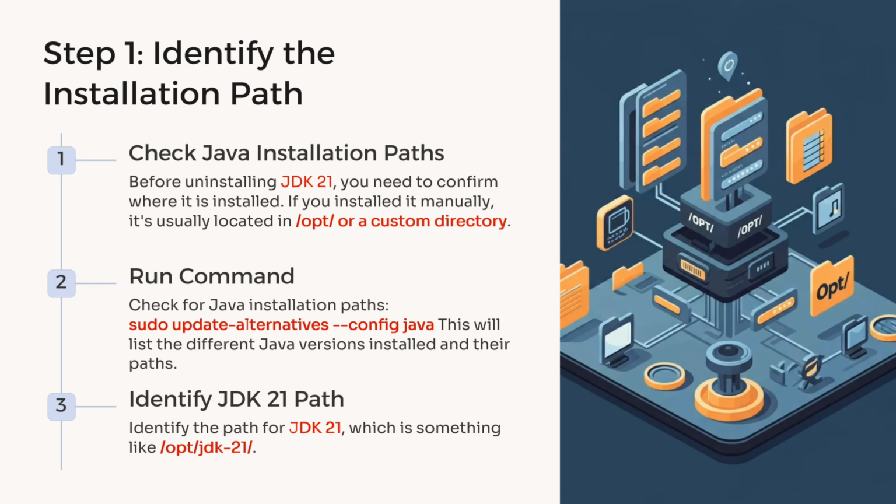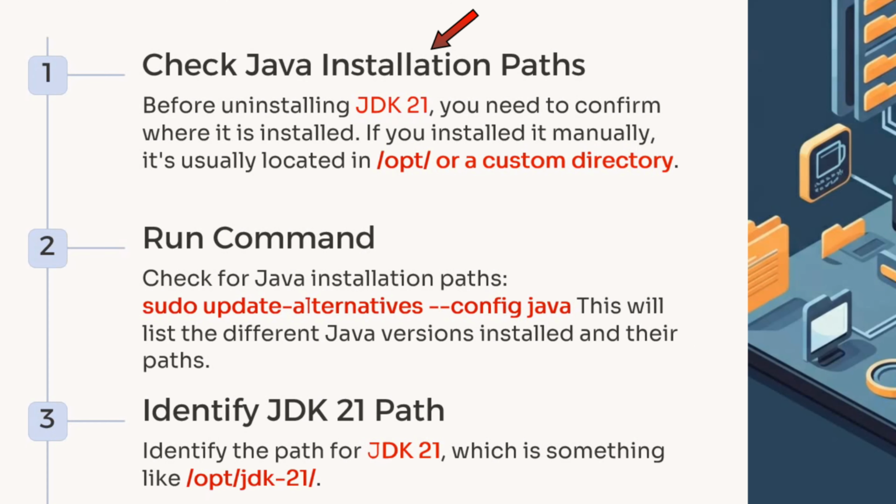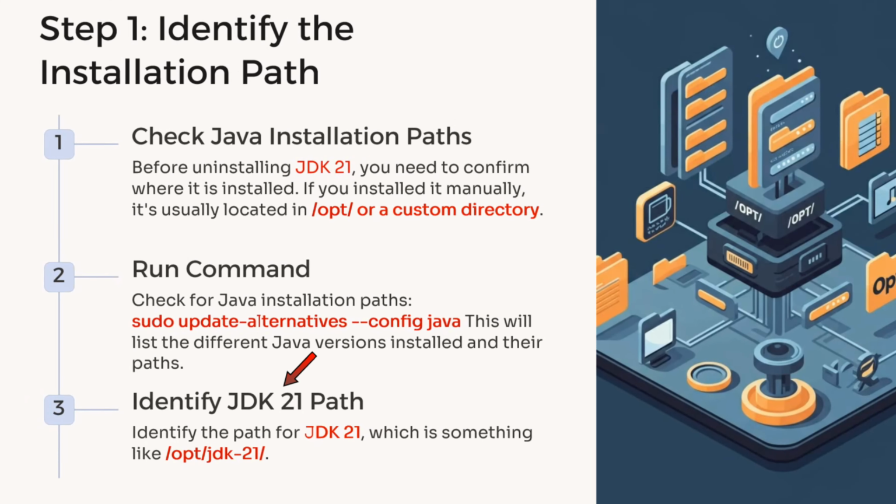Step 1 is identify the installation path. First, we have to check the Java installation path. Before uninstalling JDK 21, you need to confirm where JDK 21 is installed. If you install it manually, it is usually located in the opt folder or a custom directory. Then we have to run this command: sudo update-alternatives --config java. This will give a list of different Java versions installed and their paths. Then we have to identify the JDK 21 path, which is something like /opt/jdk-21.